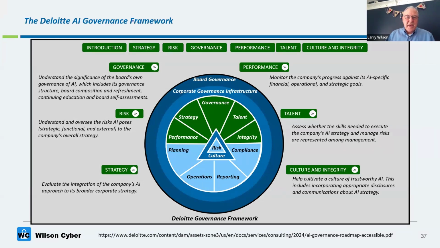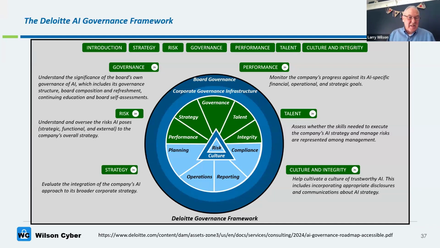But we want to also make sure that we have in place a governance framework. And this governance framework, I like the Deloitte AI governance framework. It has these components: strategy, evaluate the integration of the company's AI approach to broader corporate strategy. How does AI fit in the corporate strategy? That's our strategy. The risk, understand, oversee the risk AI poses to the company's overall strategy. Is this a high risk AI system, or do we care?